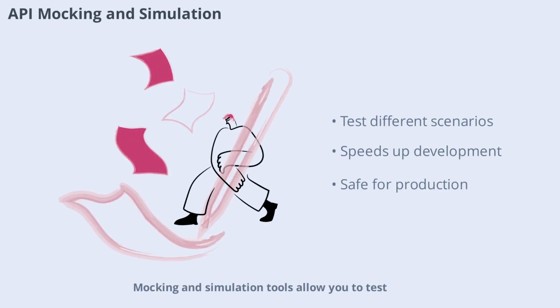Mocking and simulation tools allow you to test your API under different scenarios without affecting production systems. They help developers build and test integrations before the real API is ready. This approach speeds up development and ensures your API can handle various use cases as it scales.